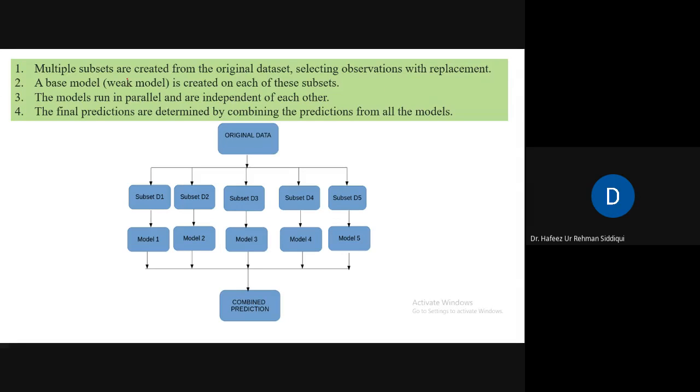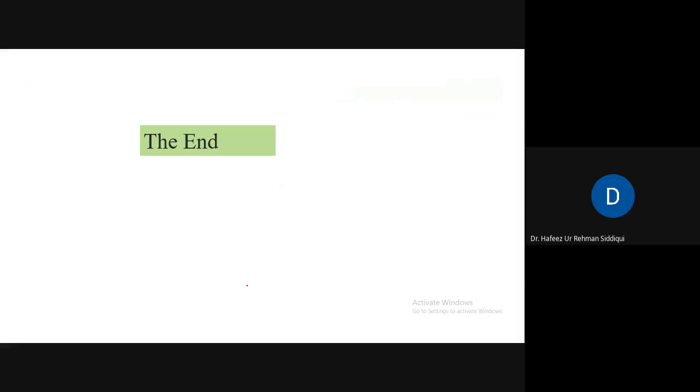So you get subset 1, subset 2, subset 3, subset 4, and subset 5, and give the data to model 1, model 2, model 3, model 4, and then combine the predictions.